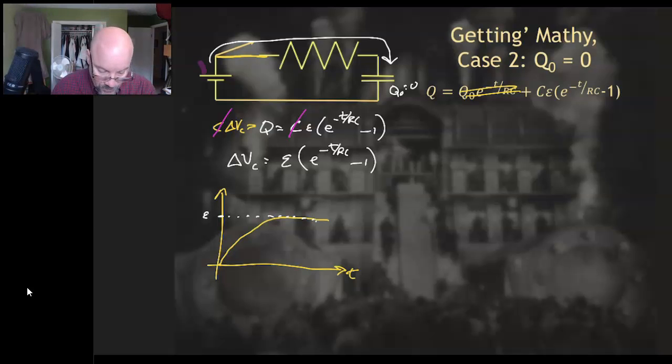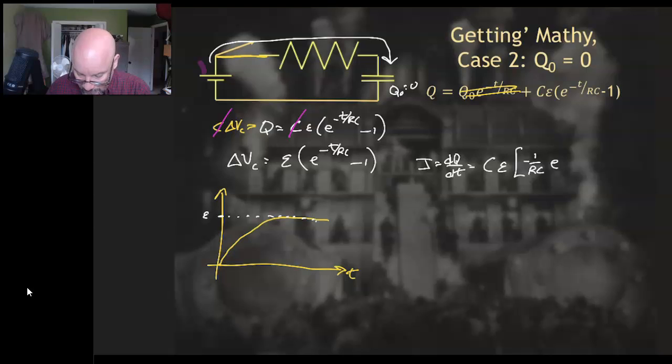So to figure out the current, we're going to go back to I is dq dt. All right, so I've got my CE here, and then I need e to the minus t over RC. So this is the trick with e to the ax again. All we have to do is bring the a down. So once again, we're going to get minus 1 over RC, e to the minus t over RC. And the minus 1, when we do that derivative, we get 0. So this is what we got here.